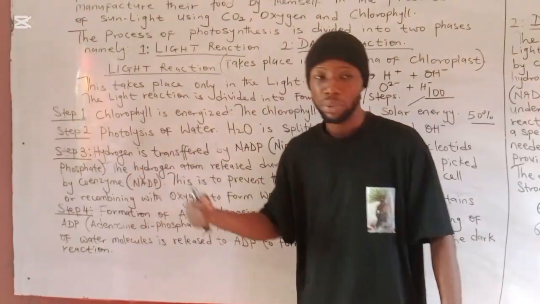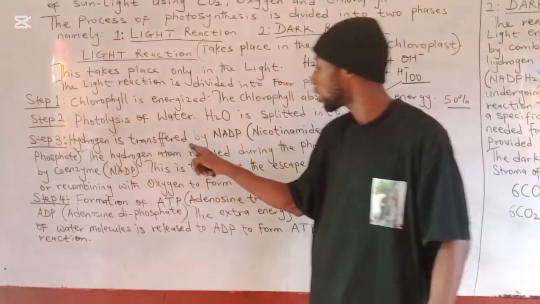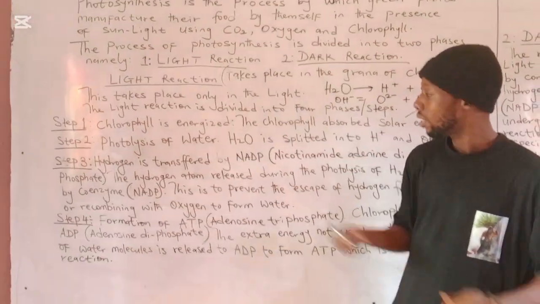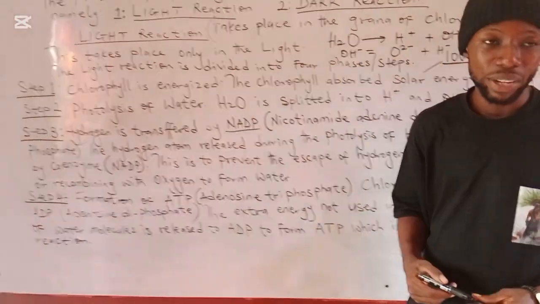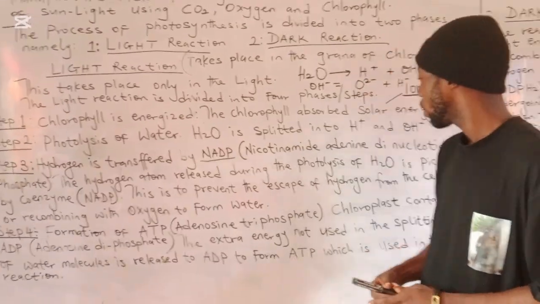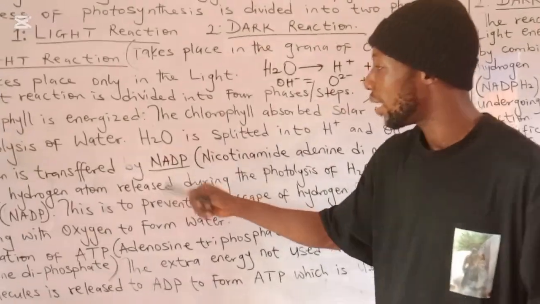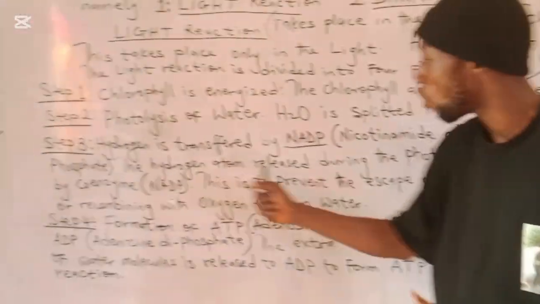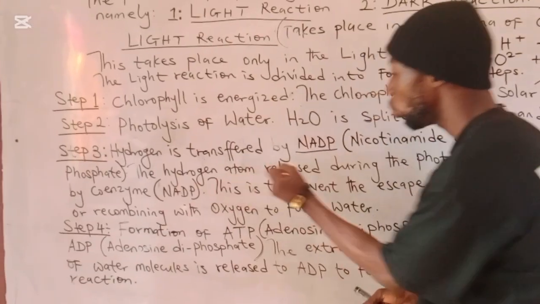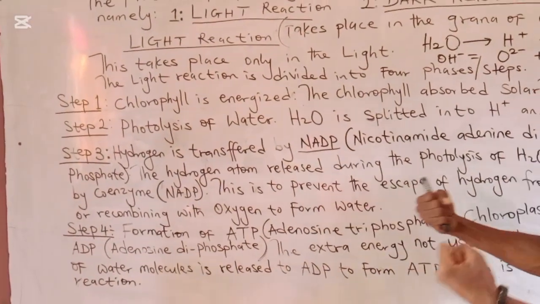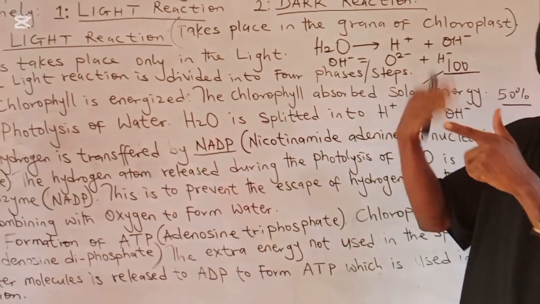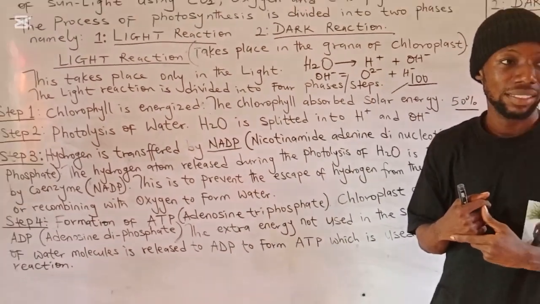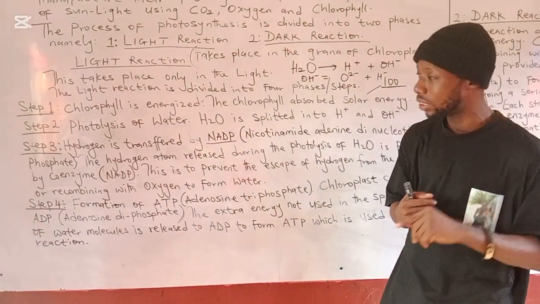The third step here is that the hydrogen is transferred by an enzyme. The enzyme here is nicotinamide adenine dinucleotide phosphate, NADP. This is an enzyme that is capable of taking hydrogen. The enzyme binds with the hydrogen so that the hydrogen will not escape out from the plant as a gas. This is the first reason.